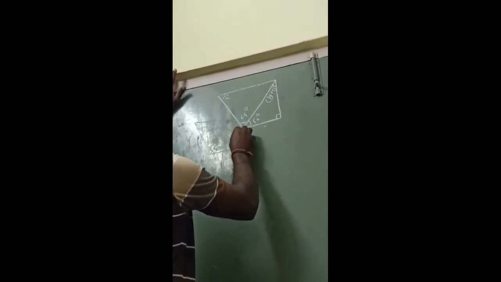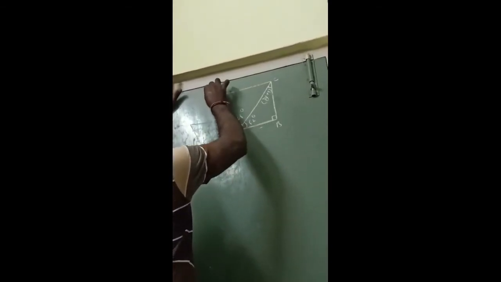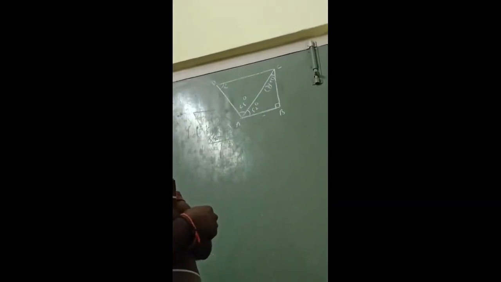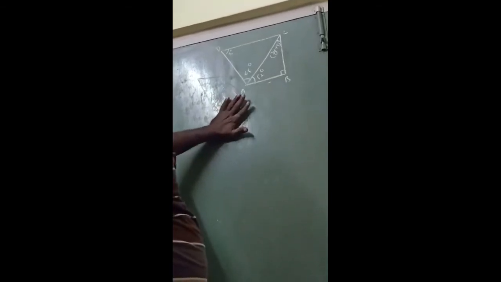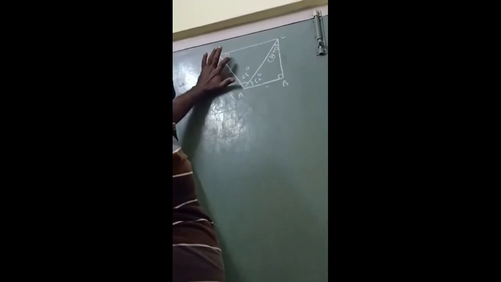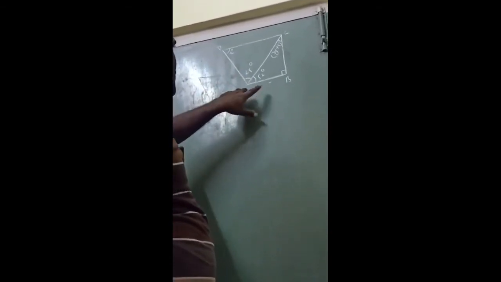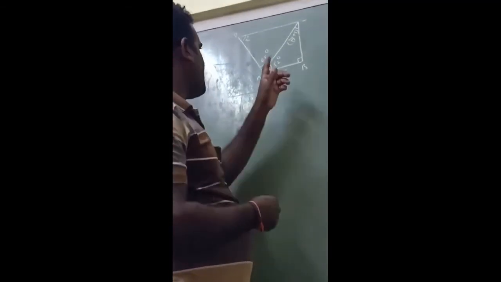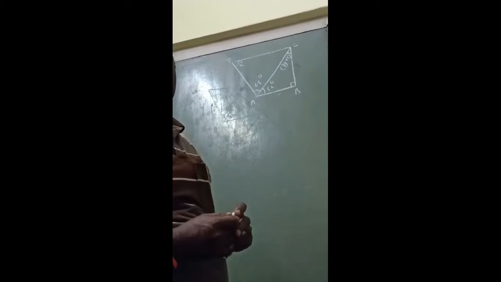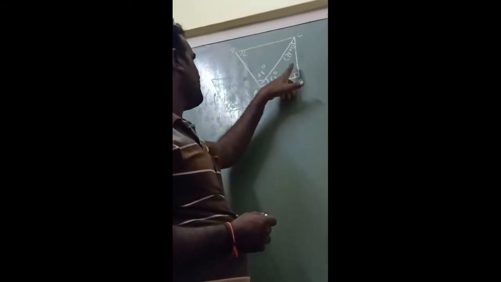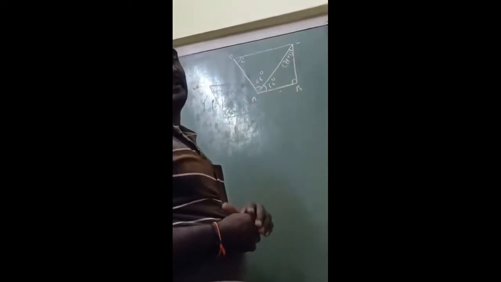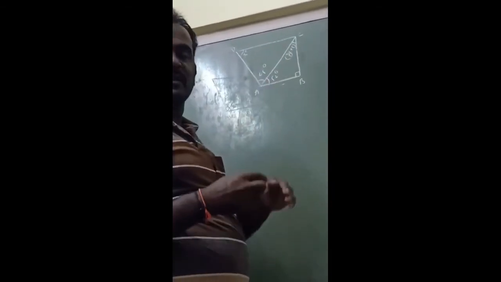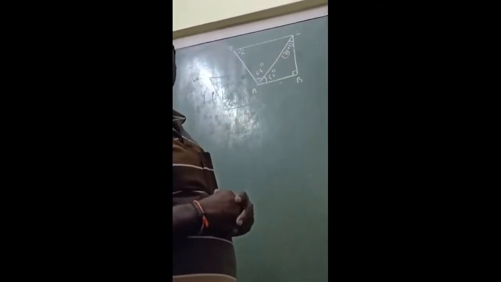ABCD is the trapezium, in which opposite sides are parallel. First of all, I have to find the x and y values. Observe this figure: ABC is a triangle. The sum of three angles in a triangle is equal to 180 degrees. This is 52 degrees, this is 90, this is 3y plus 5 degrees. So only one variable is there, and we find the y value.